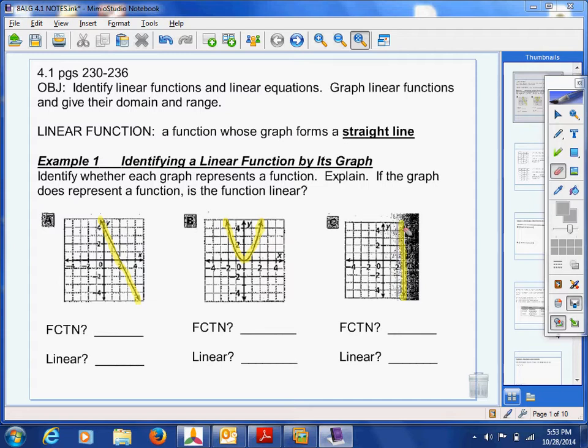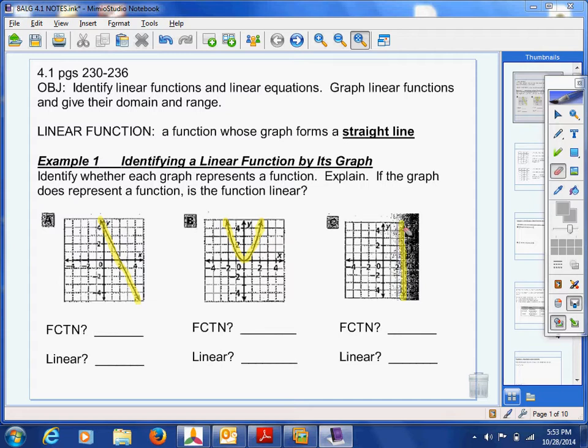So we know how to find out if something's a function. We learned that in the last chapter. But to determine whether it's a straight line, there's a couple of strategies. Example 1 is one of these strategies. We're going to identify a linear function by its graph. So let's look at letter A. This is our goal. We're first going to determine whether it's a function or not at all. So if it is a function, then we're going to determine whether it's linear.